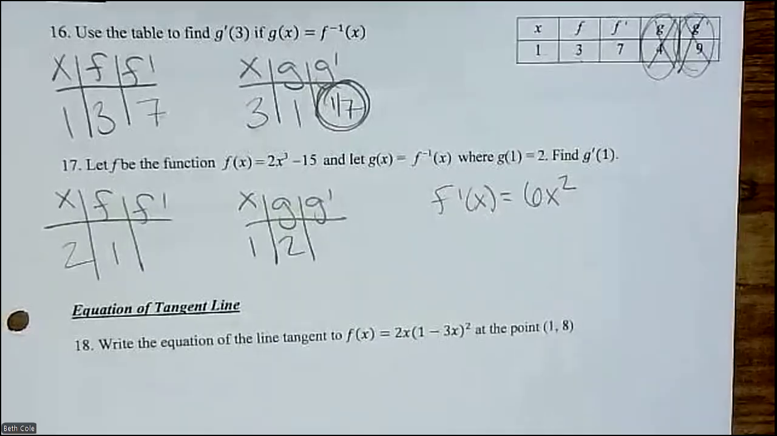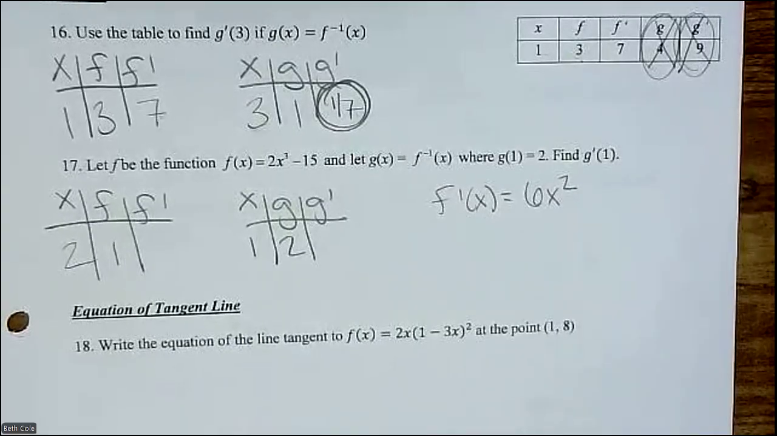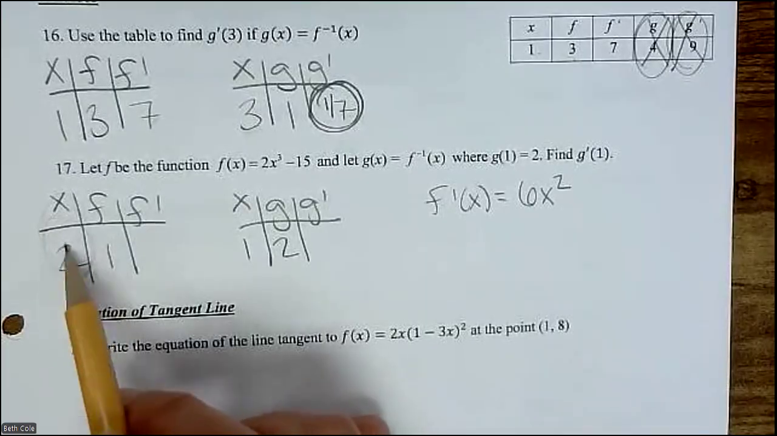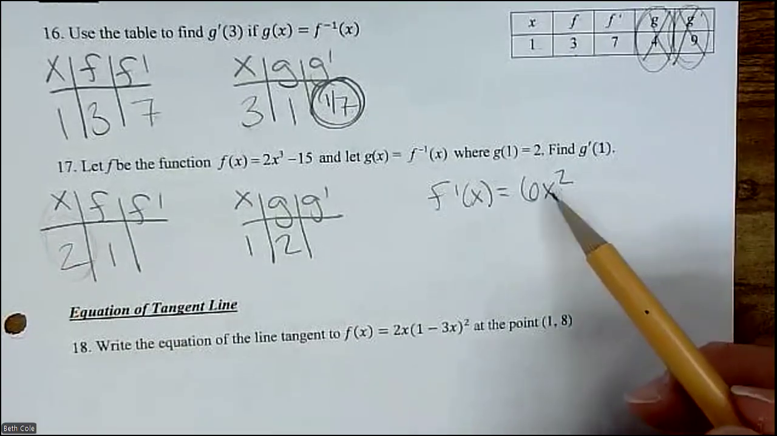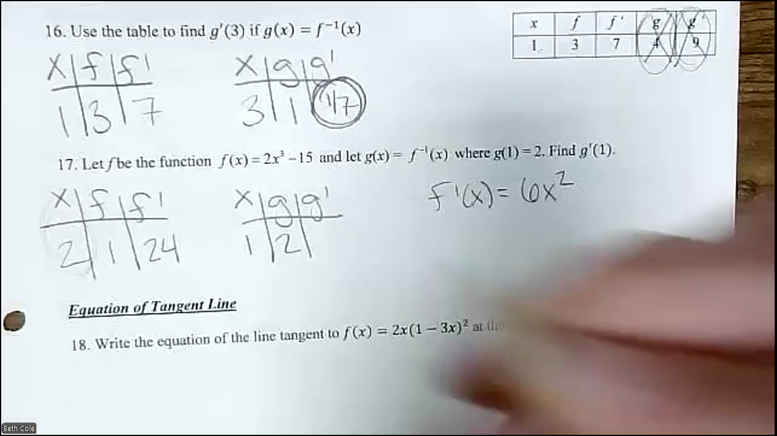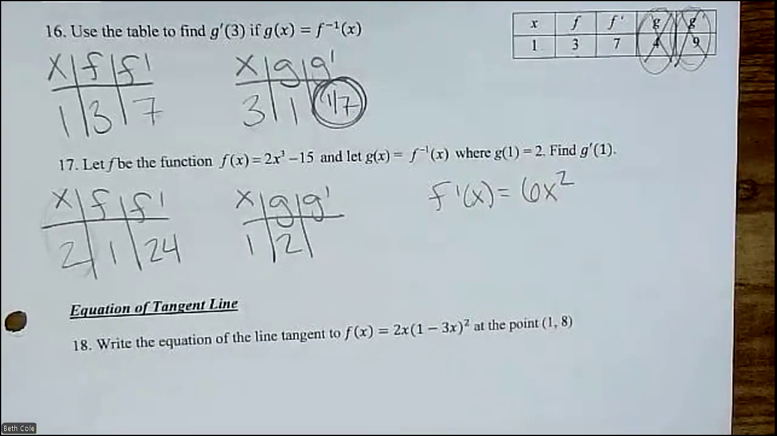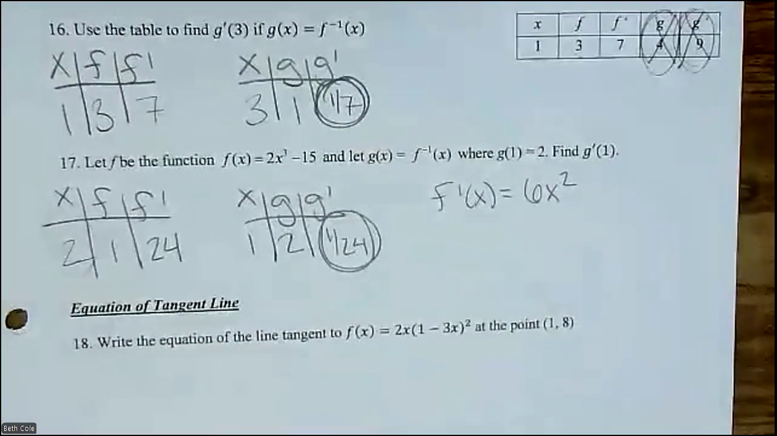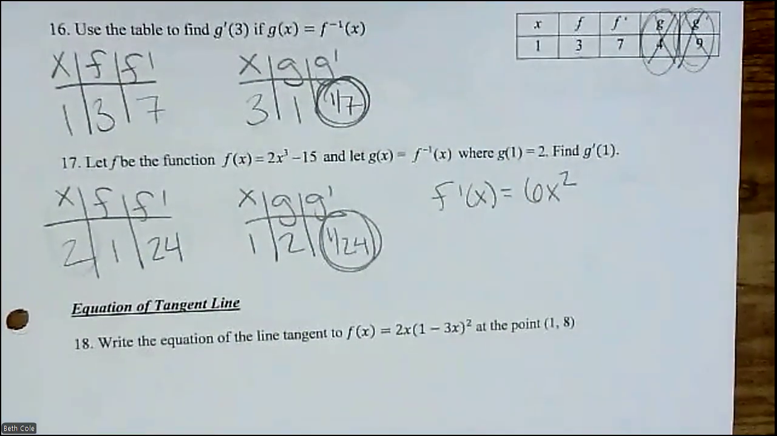Now this is the part that gets everybody. Do you plug in the 2 or do you plug in the 1? You plug in the 2. Do you see how that's the input over here for F? So if you plug in 2, you're going to get 24. And so your answer is 1/24. I guarantee you, like I would bet my life savings, one of the wrong answers is going to be if you plugged in the 1 instead of the 2. So just be really, really careful.